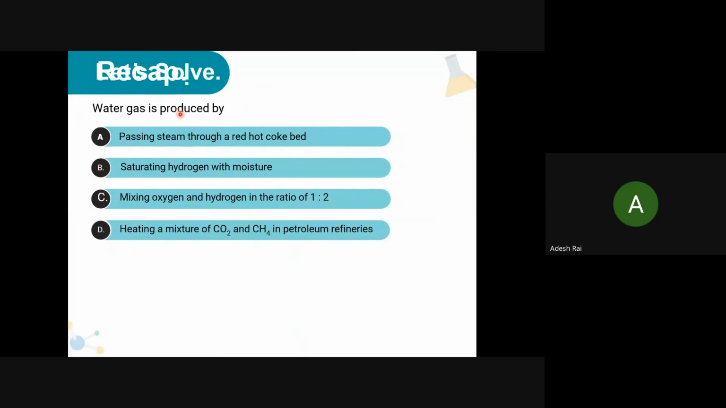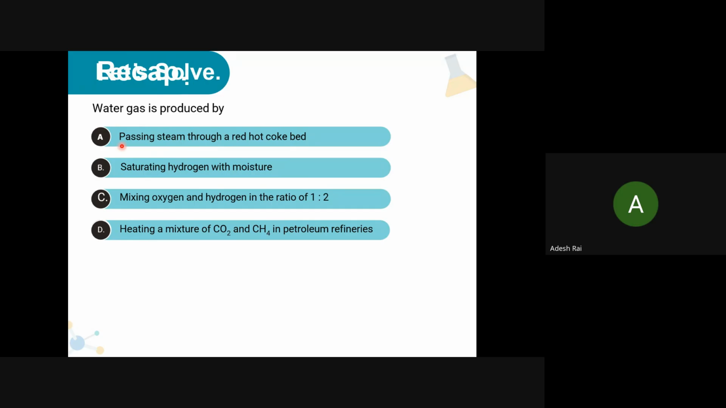Now, if you remember in the last class, we studied two types of gases, water gas and producer gas. What is the difference? Water gas was a mixture of carbon monoxide and hydrogen, whereas producer gas was a mixture of carbon monoxide and nitrogen. One more difference was there. The difference was in their molar ratio. Water gas was present in which ratio? 1 is to 1 or 1 is to 2? 1 is to 1. Whereas producer gas was present in 1 is to 2. And we are talking about molar ratio.